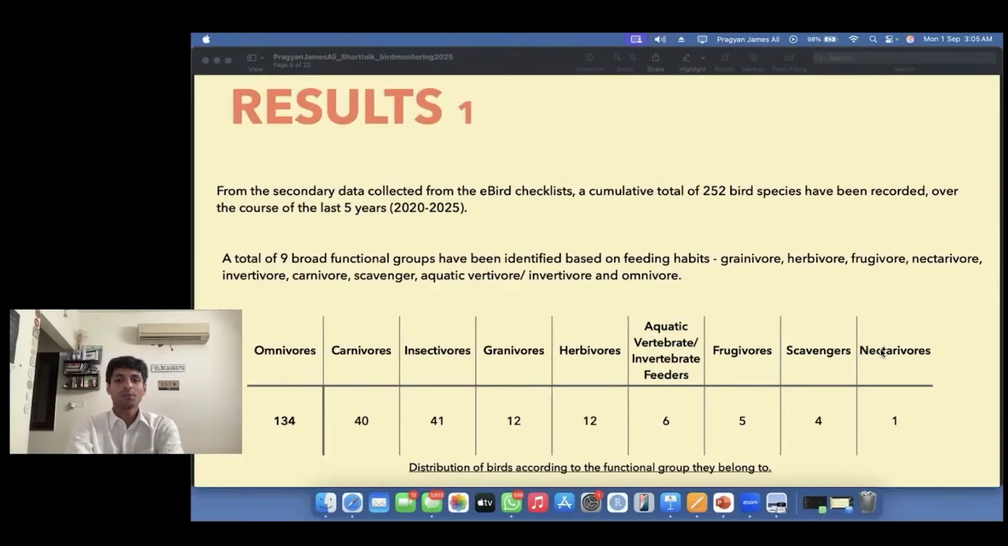A total of 252 bird species had been recorded from the secondary data collected from eBird checklists from 2020 to 2025. The 252 birds could then be further categorized under 9 broad functional groups based on feeding habits, such as granivores, herbivores, frugivores, nectarivores, insectivores, omnivores, etc.